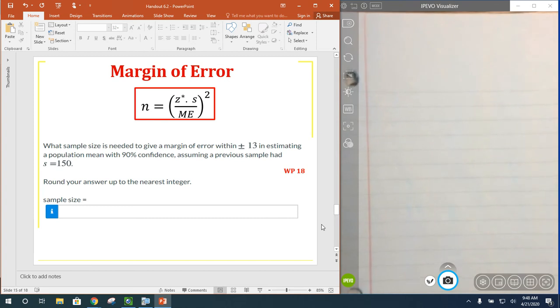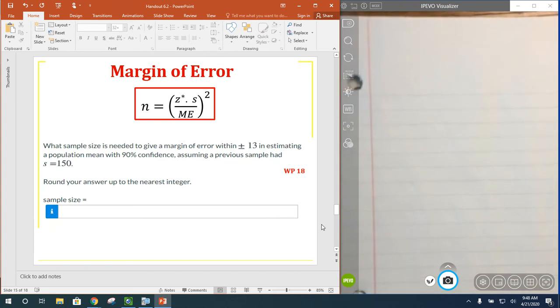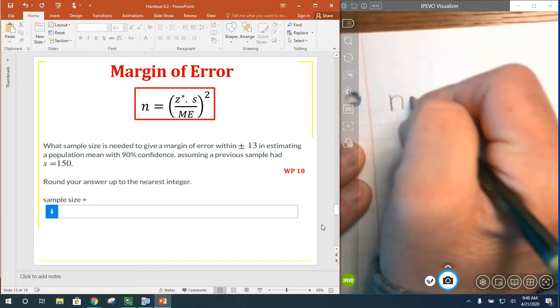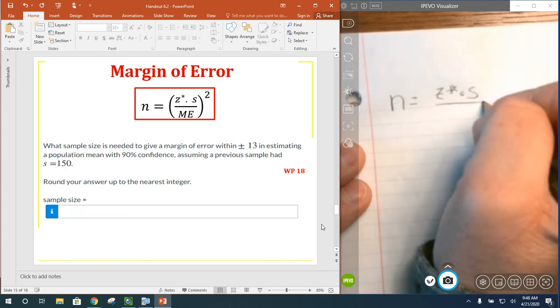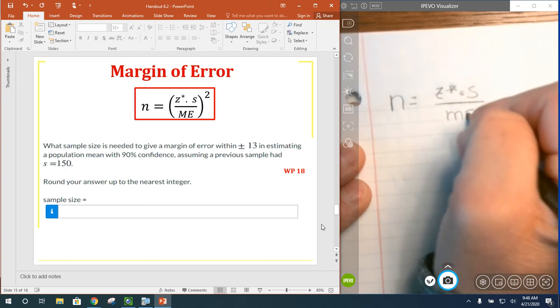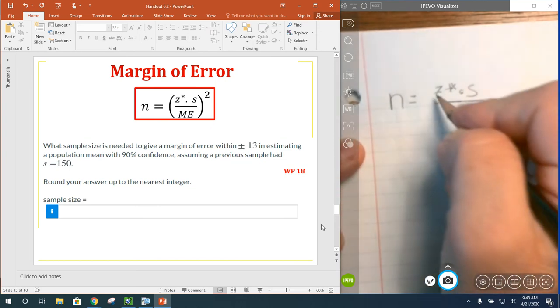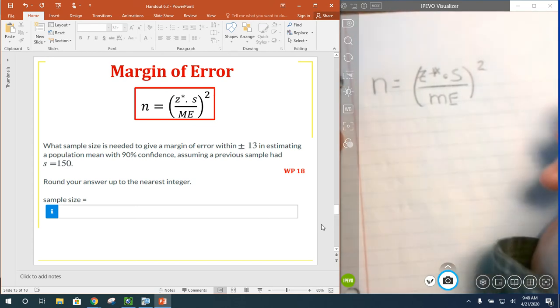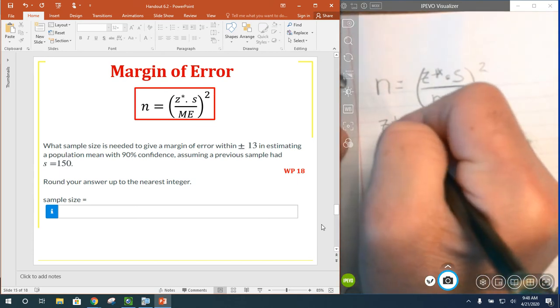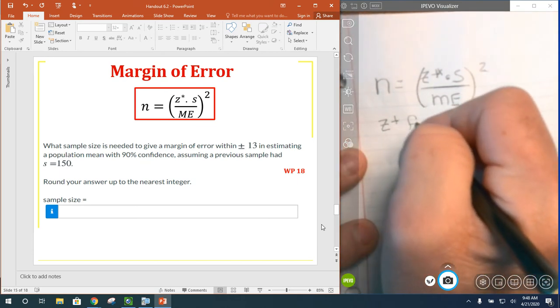If we want a margin of error within plus or minus 13, and we're estimating a population mean at 90%, assuming that the previous sample had s of 150. Okay, so first of all, we want to utilize n equals z star times s divided by the margin of error, squared. So first of all, we need z star for 90%.